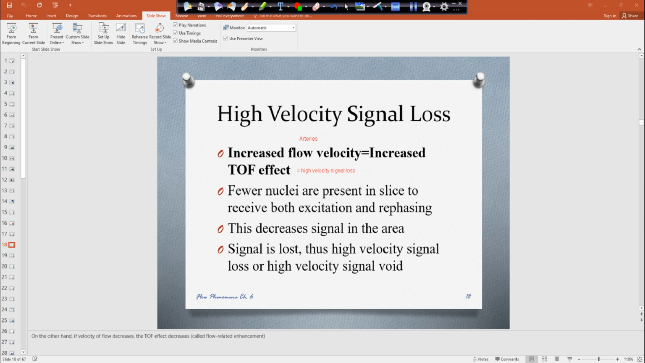So fewer nuclei are present in the slice to receive both excitation and rephasing because it's so fast. This decreases signal in that area. Signal is lost. Thus high velocity signal loss or high velocity signal void. Once again, it's a signal void.